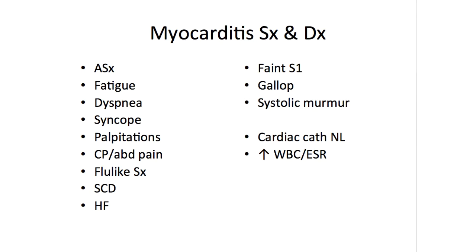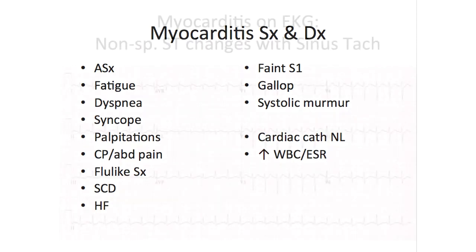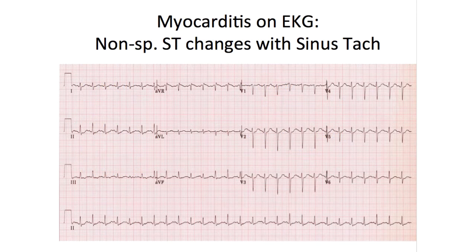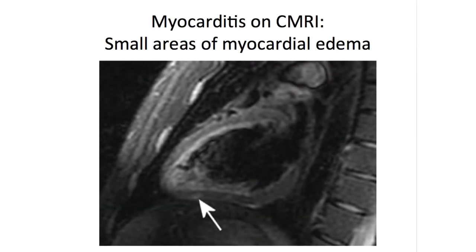On physical examination, you may notice a faint S1, a ventricular gallop, or a systolic murmur. The cardiac cath on these patients will be normal, and you may see an elevated white blood cell count as well as an erythrocyte sedimentation rate. On the EKG, you'll really only see some nonspecific ST changes with sinus tachycardia. On the cardiac MRI, you may see these small areas of myocardial edema, shown here by the arrow.